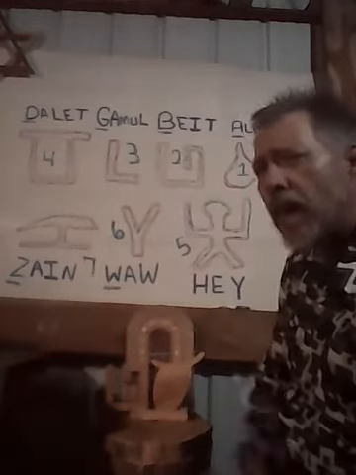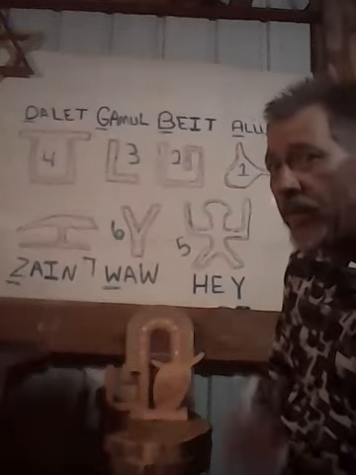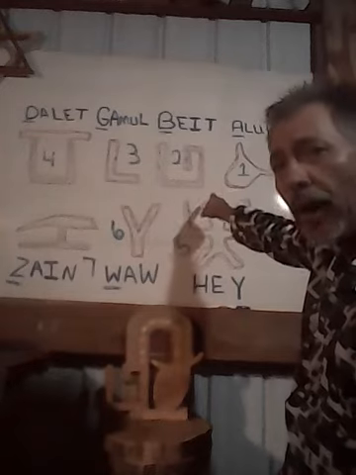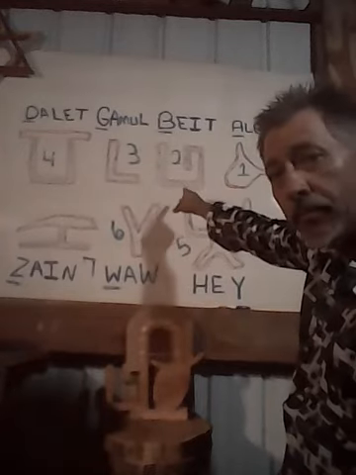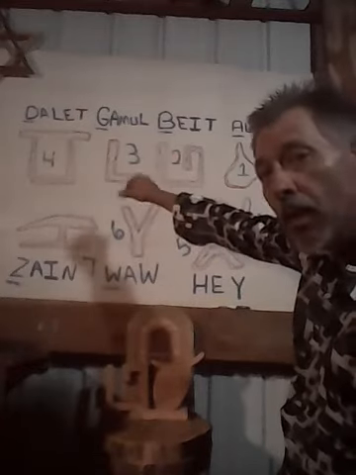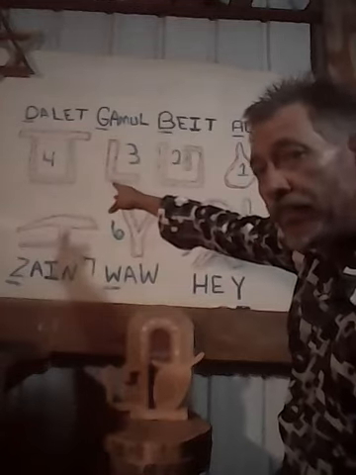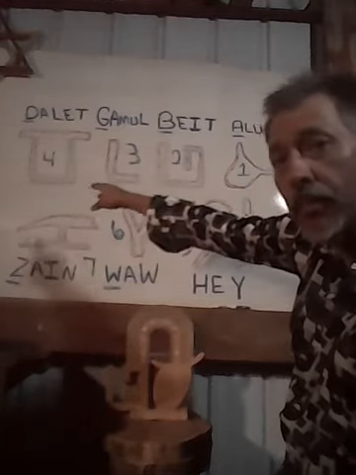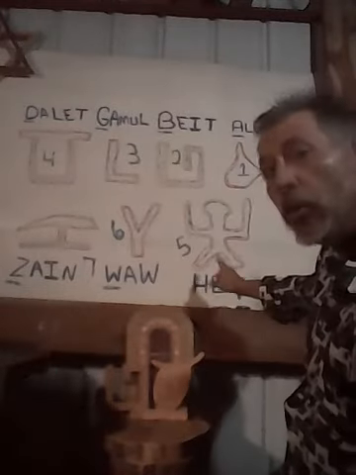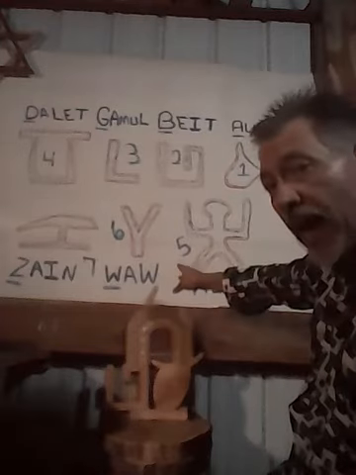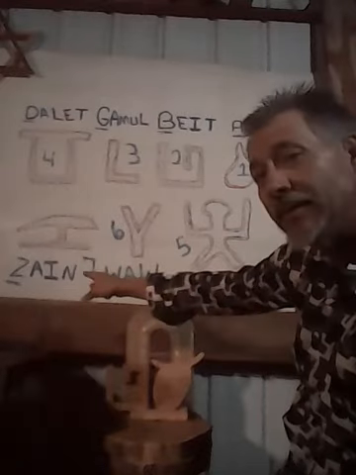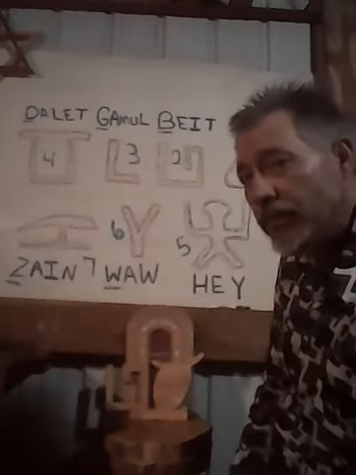Let's do that one more time, but this time, let's say everything that they are, okay? Aluph, ox 1, Beit, house 2, Gimel, messenger 3, Dalet, doorway 4, Hey, revealed 5, Wal, nail 6, Zain, plow 7.